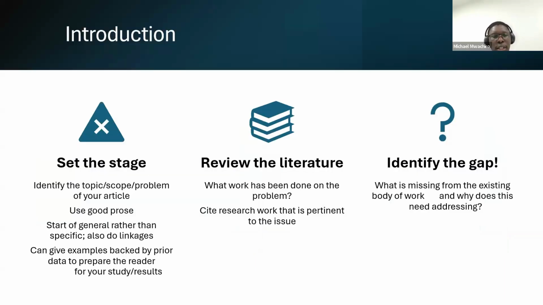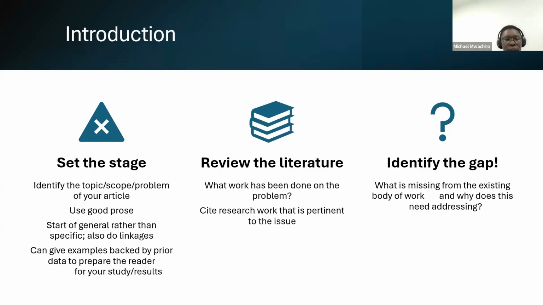So your introduction sets the stage. It looks at, say, we'll use esophagus cancer. What is the topic? What is the scope? Are we focusing in one country? Are we focusing in one region of the country? And what is the particular problem that you are focusing on in your article? Use good prose, let it flow, let it be grammatical.